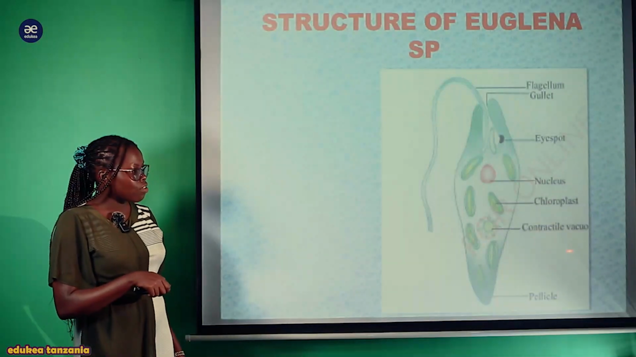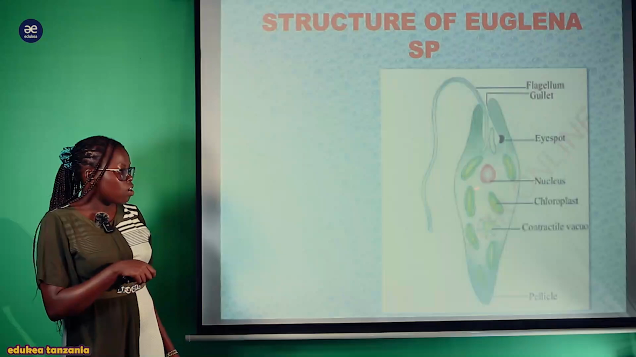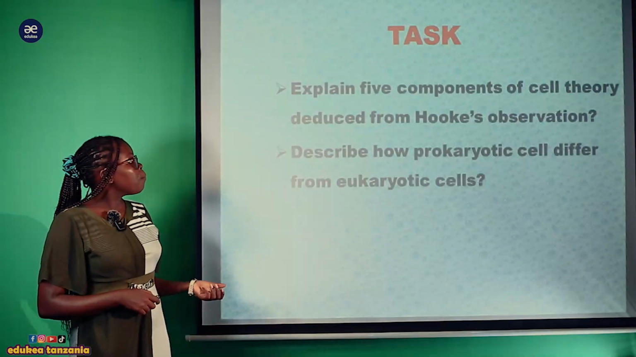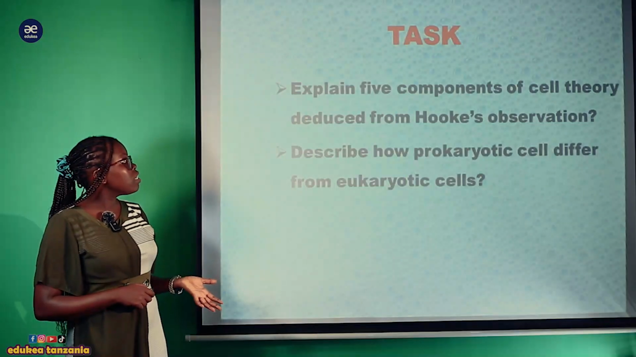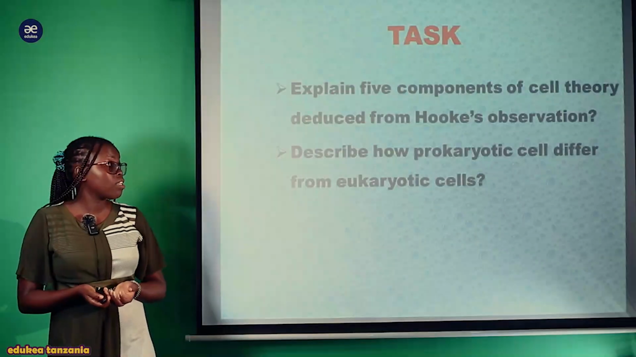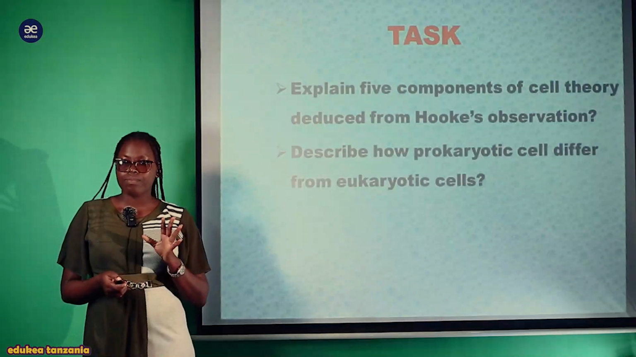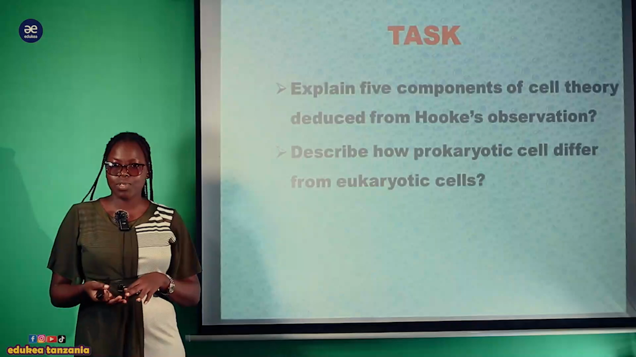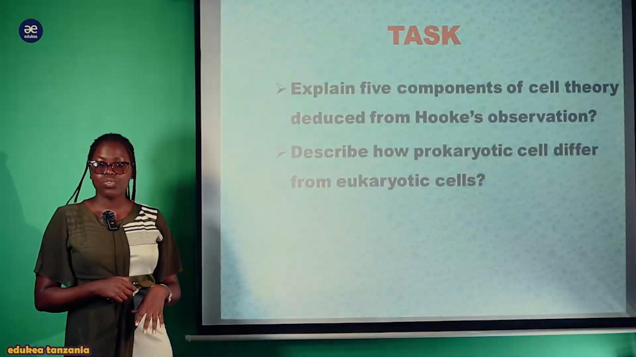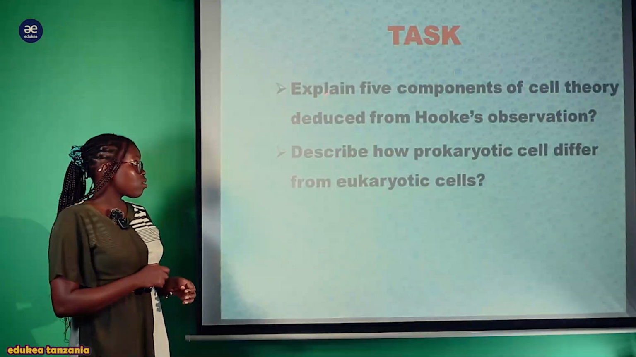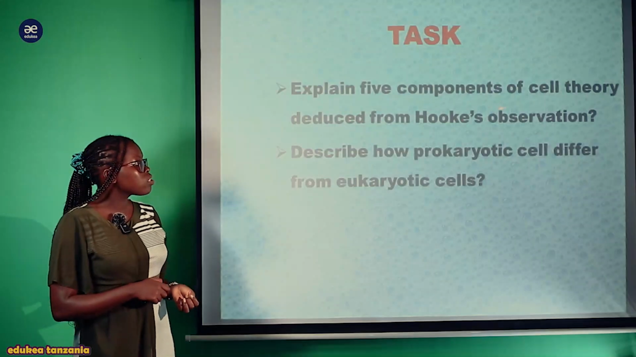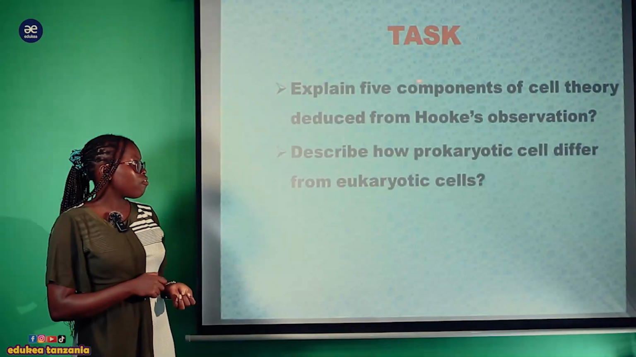Now, my lovely Form 1 students, here there is a task for you. You have to take a note on it before I sum up my session, in which you have already looked at the concept of the cell and types of the cell. Now you have to take a task so as to test your understanding. The question states: explain 5 components of the cell theory deduced from Hooke's observation. Second one, describe how prokaryotic cells differ from eukaryotic cells.